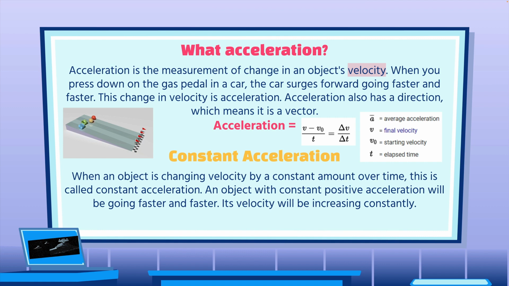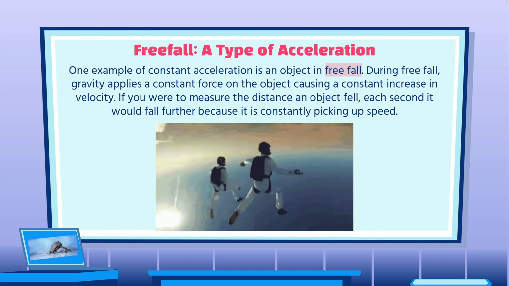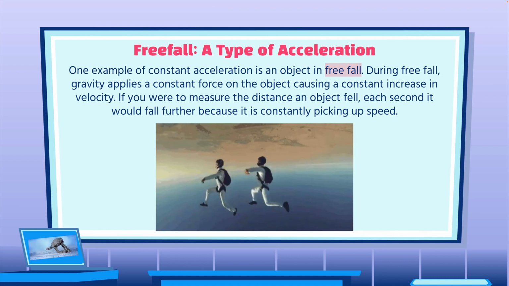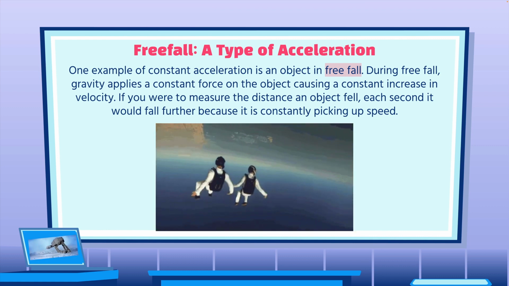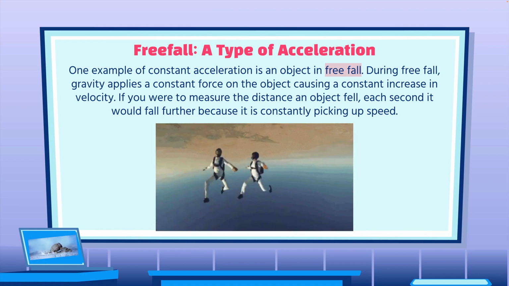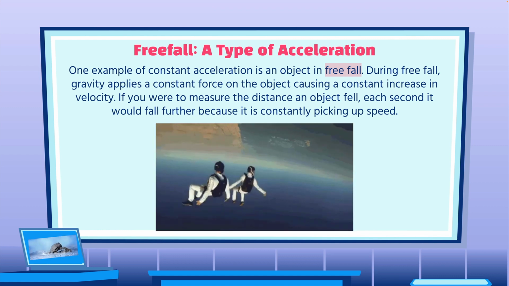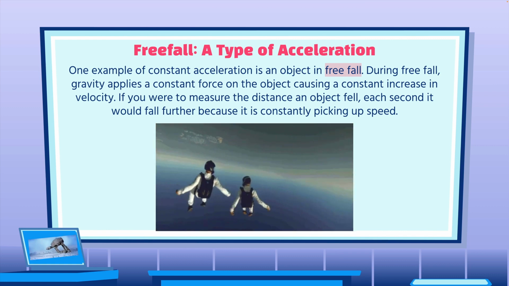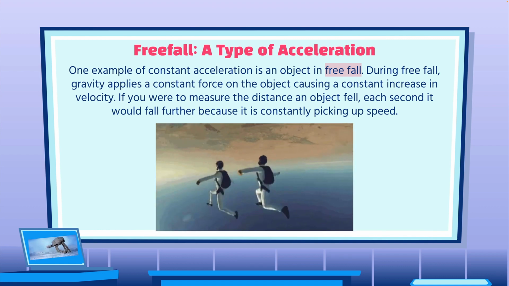When an object is changing velocity by a constant amount over time, this is called constant acceleration. An object with constant positive acceleration will be going faster and faster. Its velocity will be increasing constantly. Freefall, a type of acceleration. One example of constant acceleration is an object in freefall. During freefall, gravity applies a constant force on the object, causing a constant increase in velocity. If you measure the distance an object fell each second, it would fall further because it is constantly picking up speed.